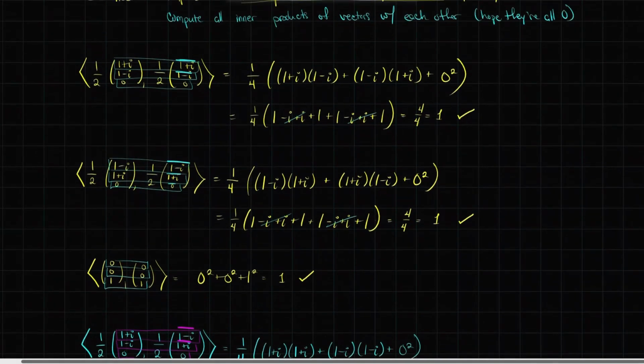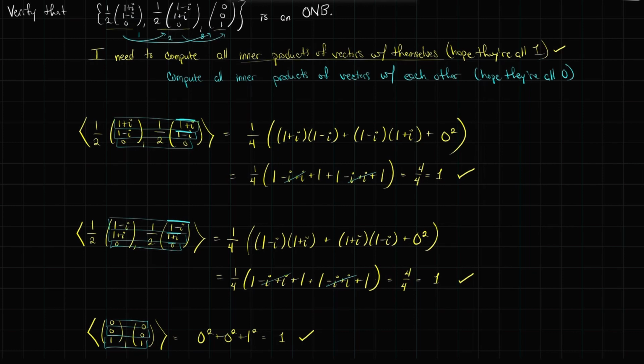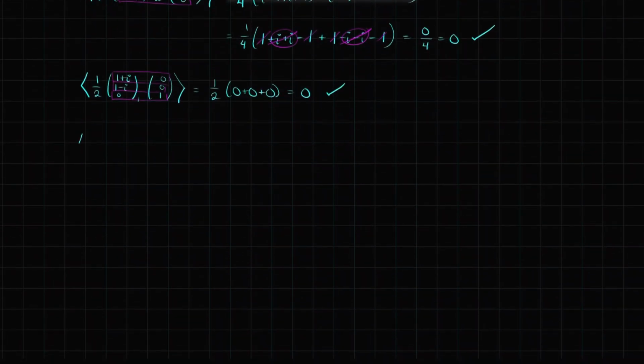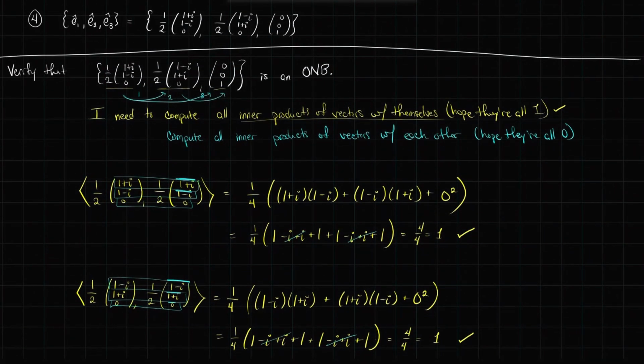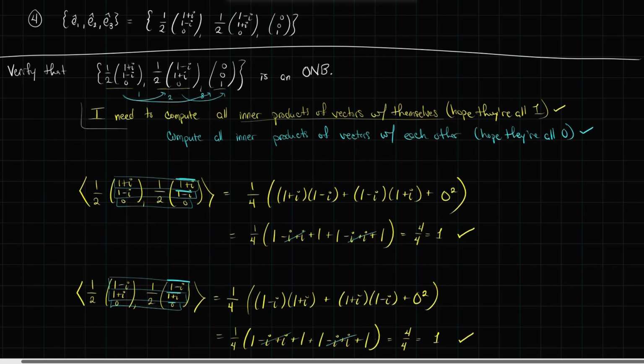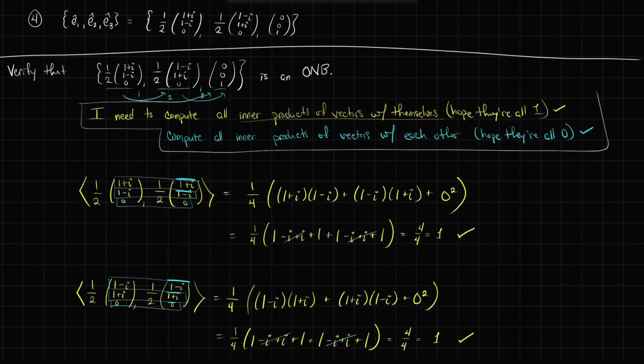If I do the third case, that's going to be the second vector times the third vector, and I can compute that as 1/2 (1 minus i, 1 plus i, 0) against (0, 0, 1). This will give me a 1/2, reading off horizontally, (1 minus i) times 0, (1 minus i) times 0, and 0 times 1. Again, 3 copies of 0. So I end up with 0, and I'm verified. All 3 inner products are equal to 0, and therefore I have verified that this is an orthonormal basis.